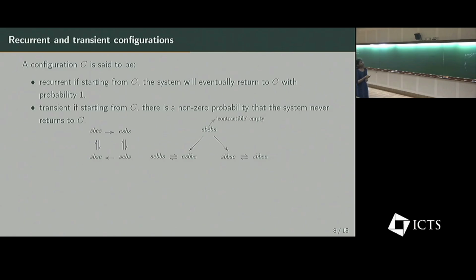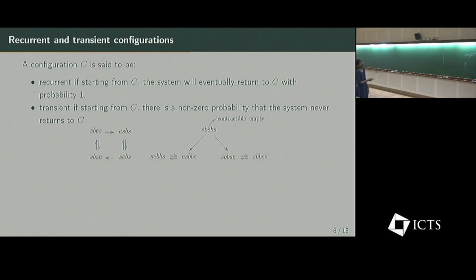Okay, so now the next thing I want to look at is recurrent and transient configurations in the system. We say a configuration C is recurrent if starting from C, the system will eventually return to C with probability 1, and it is said to be transient if starting from C, there is a non-zero probability that the system never returns to that configuration.